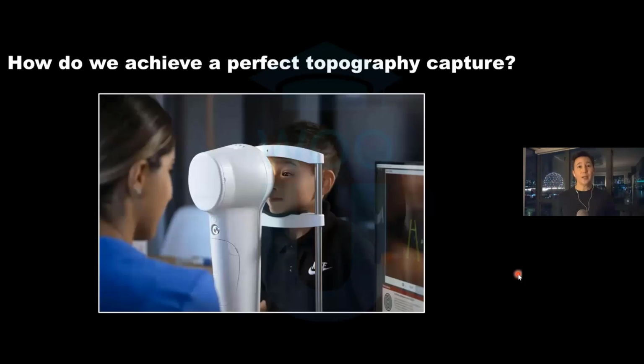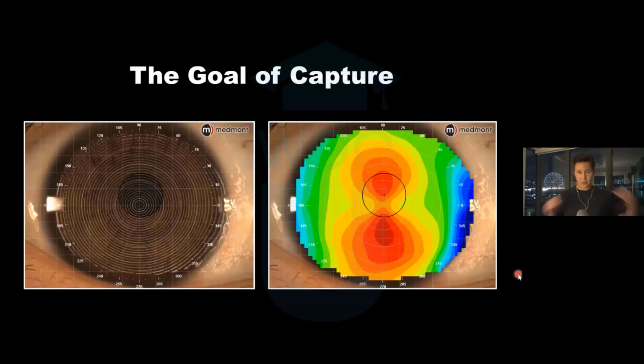Now, how do we achieve that perfect topography capture so that we do send good data into the software? Well, the goal, of course, is get the lids and lashes open as wide as possible. For Medmont users, it's a reflection-based Placido topographer. So we're reflecting these rings off the eye surface, and that's actually not off the tissue, it's off the tear film that's on top of the cornea, or on top of the epithelium. So what we want to do is get a perfect reflection, and the way to do that is to have even fluid layer, have the patient blink regularly.